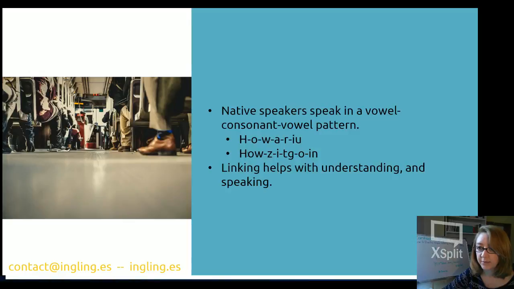Let's look at another example. How's it going? Consonant, vowel, consonant, vowel, consonant, vowel. How's it going? Once we realize that linking happens, it helps us not only to understand native speakers, but also to speak more like a native speaker in your real life. Yeah? Okay, well, let's move on.